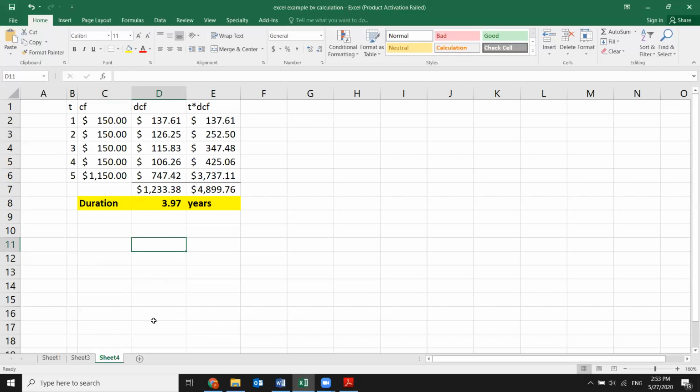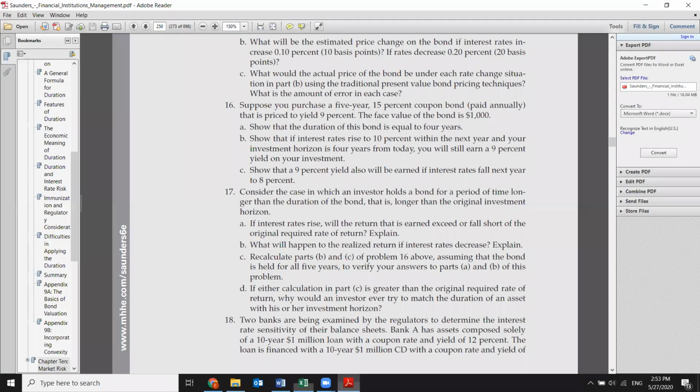So this is part A, question 16. Is it 16? Yes, question 16, part B. Show that if interest rates rise to 10% within the next year, and your investment horizon is 4 years from today, you will still earn a 9% yield on your investment. Now you need to change a bit. So how is everything going to be affected in here? You have to show what will happen to the future value of your investment in the general case, okay?